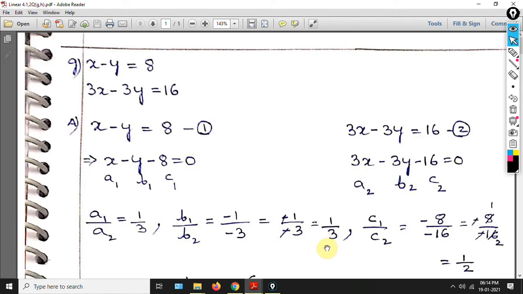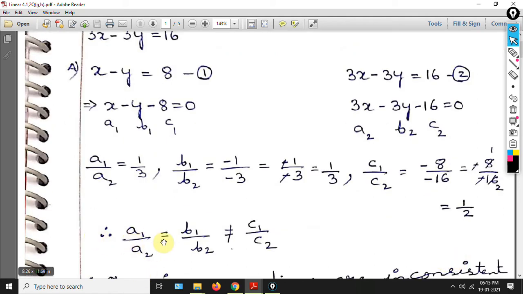Next, when these two values are the same, we have to find c1 by c2. What is the c1 value? Minus 8, divided by c2, which is minus 16. So we write minus 8 by minus 16 as it is. First the minus sign cancels. Then in the 8 table, 8 ones are 8, 8 twos are 16, so we get 1 by 2. Therefore a1 by a2 equal to b1 by b2, these two are equal, but it is not equal to c1 by c2.